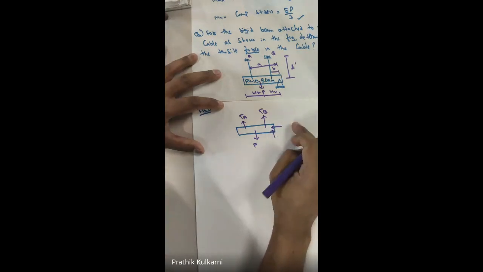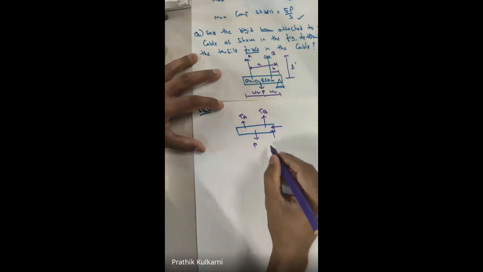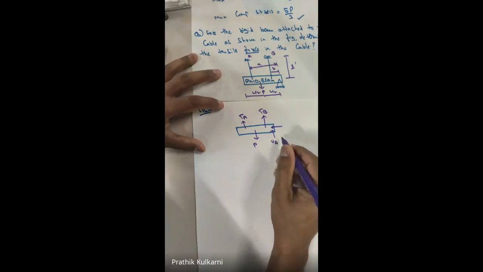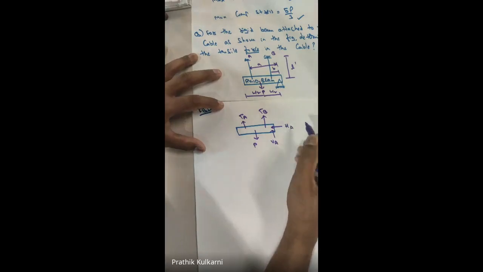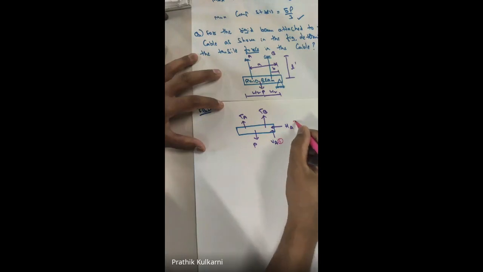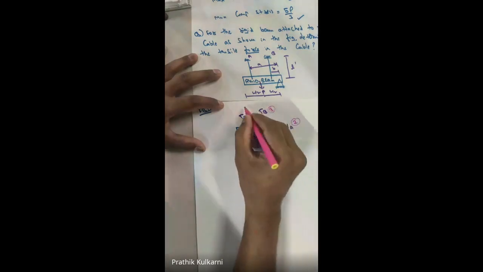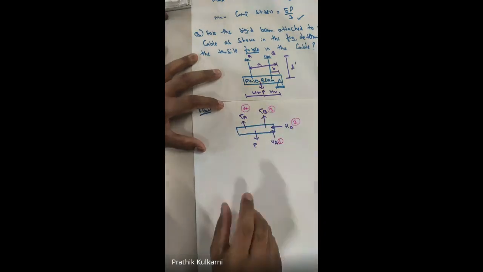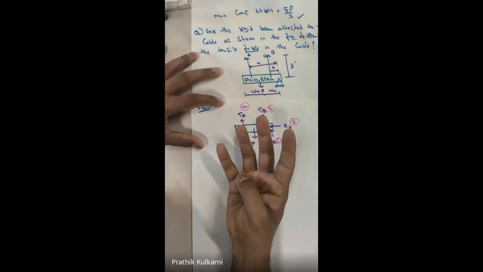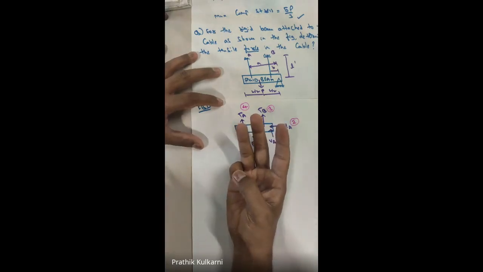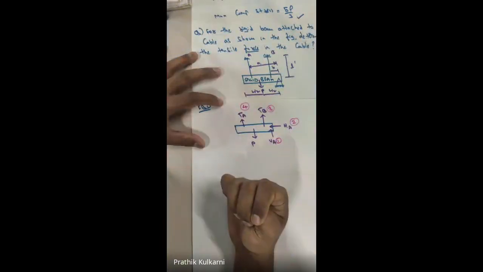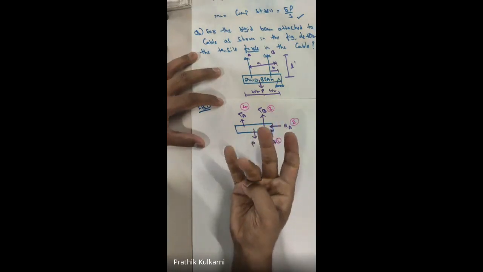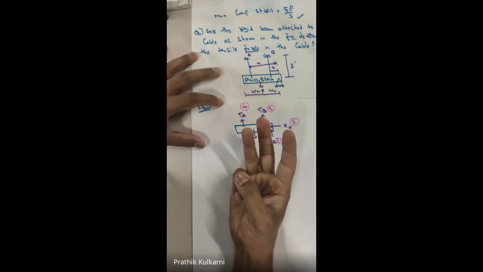So two forces will be there. Please be careful. Here we get two forces, so you can take them as VA and HA. So the total number of reactions: 2, 3, 4. The total number of reactions here is 4, but the equilibrium equations are only 3. So how can we solve it?